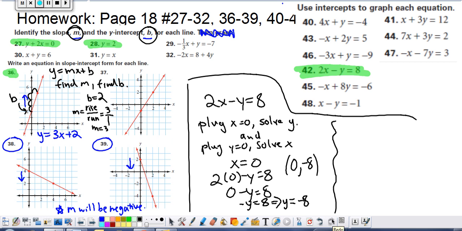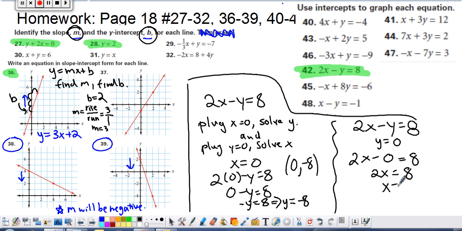Now what about this other part? I have 2x minus y equals 8 again. But this time I am going to plug in y equals 0. So then I get 2x minus 0 equals 8. 2x equals 8. X equals 4. Sorry, my second point is going to be (4, 0). X comma y.